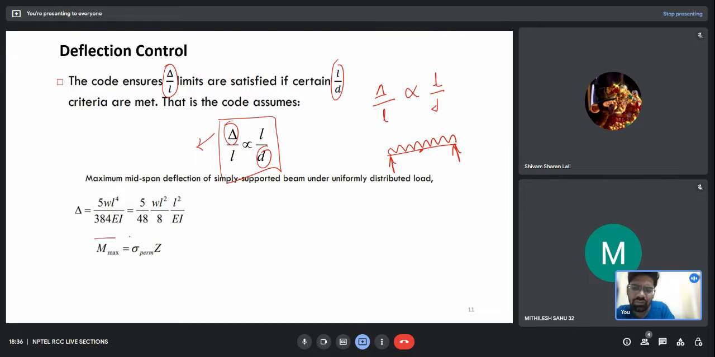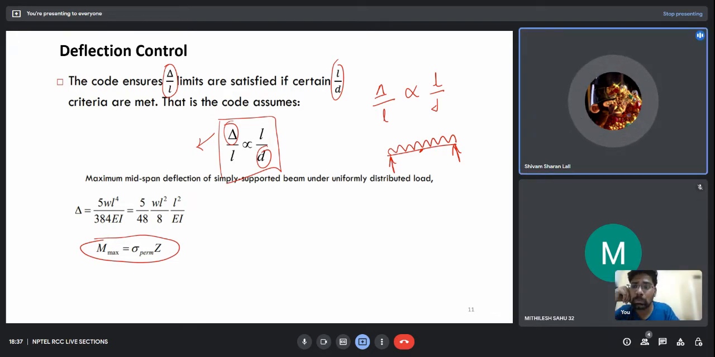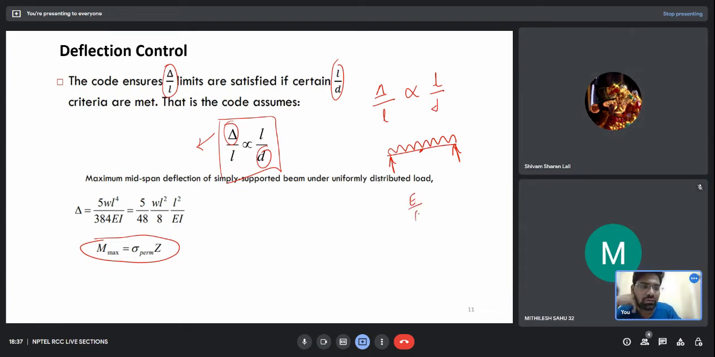You all know this, from where does this come? Can any one of you explain? What is this? This is section modulus into the stress gives the moment. You all must have remembered this formula.